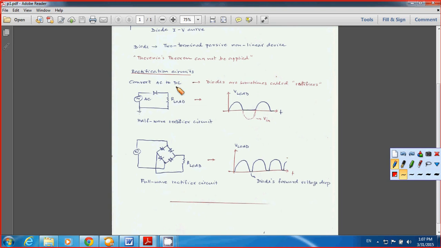That's used in many electronic appliances, because you need the power supply, right? A DC power supply. So that's why sometimes they call the diode a rectifier, because you use that in a rectification circuit.